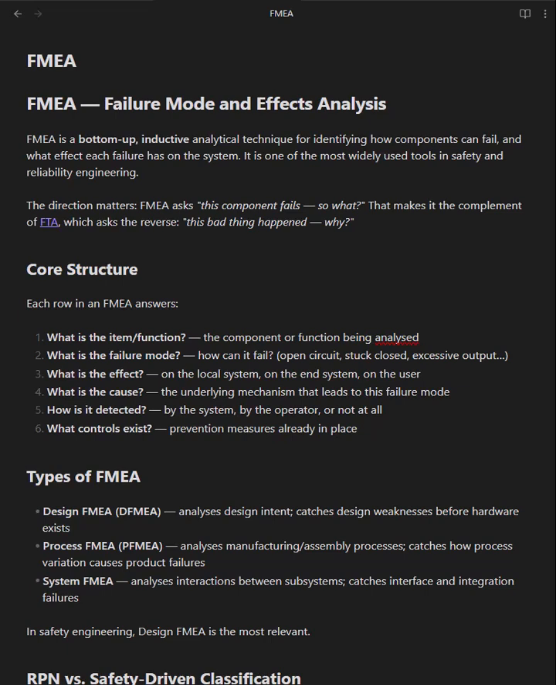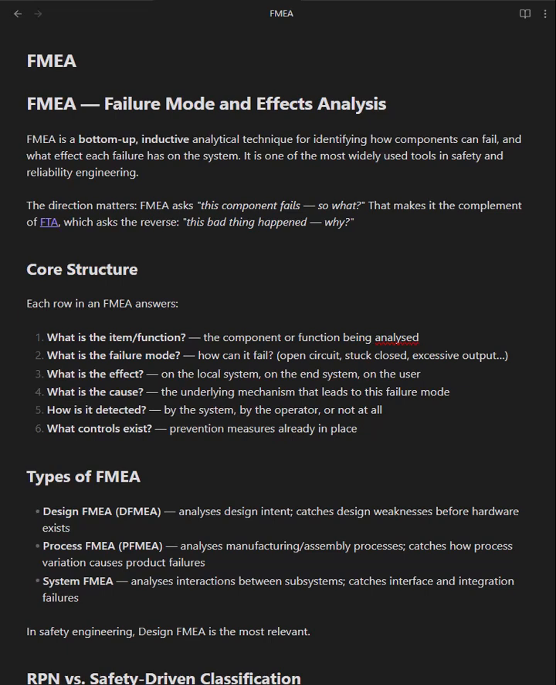So they go hand in hand, FMEA and FTA, with different levels of understanding of our systems, and it's a way to document and understand the causes and consequences regarding failures in our system. And the core structure of the FMEA itself is based on these 6 steps.